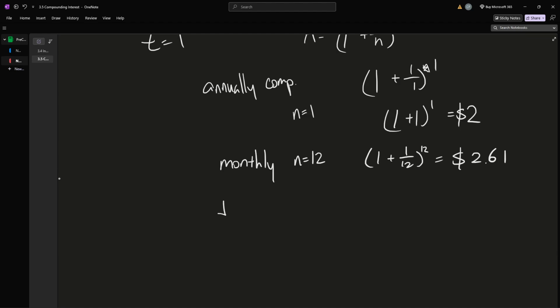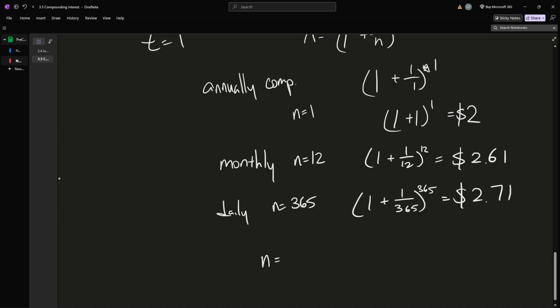Let's say daily, not a leap year. N equals 365. 1 plus 1 over 365 to the 365. I'm just doing it in my head. This gives me 2.71 or 72. Just 71. Increase by 10 cents. So 60 cents, 10 cents. Let's just say as much as possible.